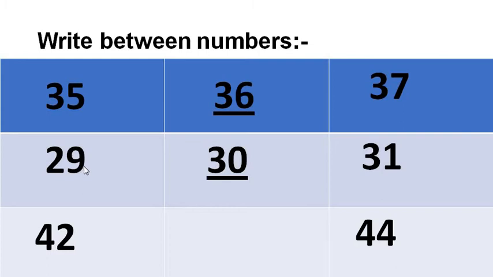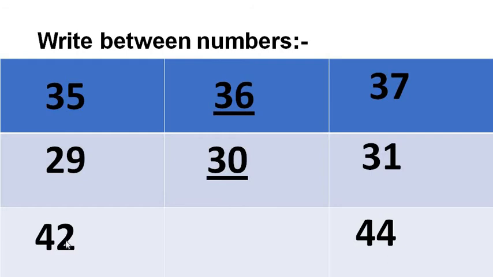After 29 there will come 30, and before 31 there comes 30. So we can say that 30 is the between number of 29 and 31.